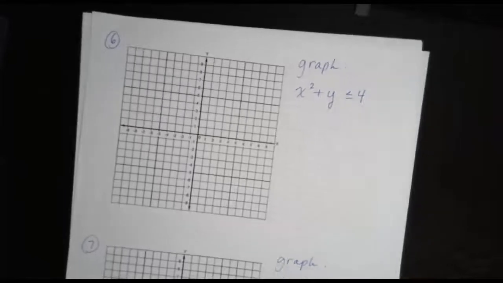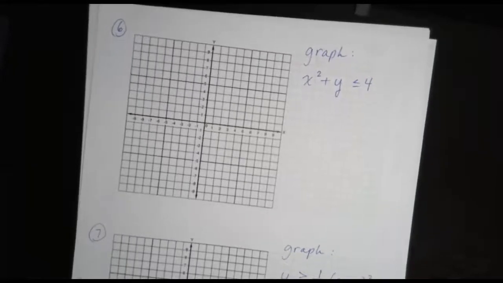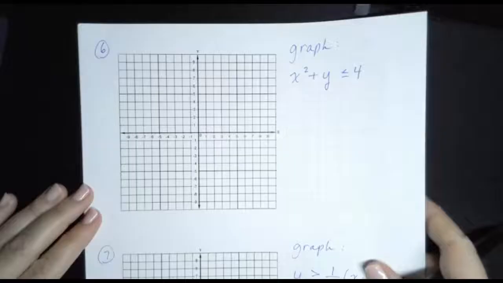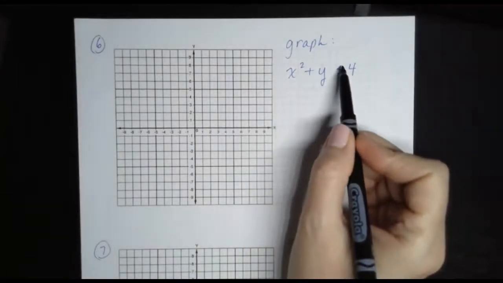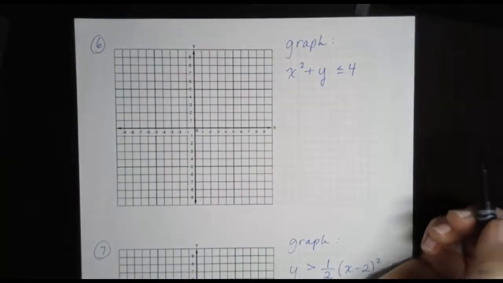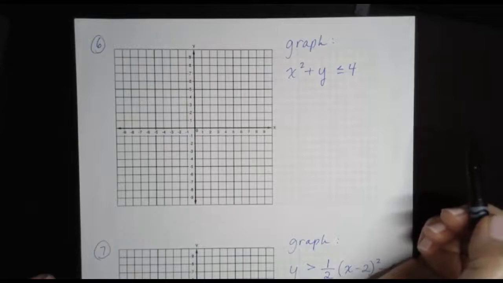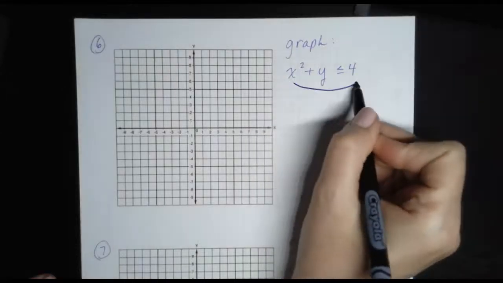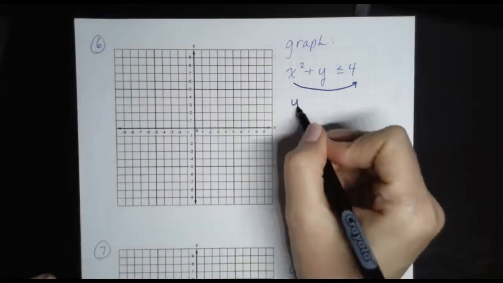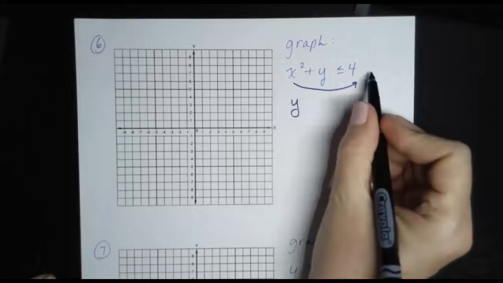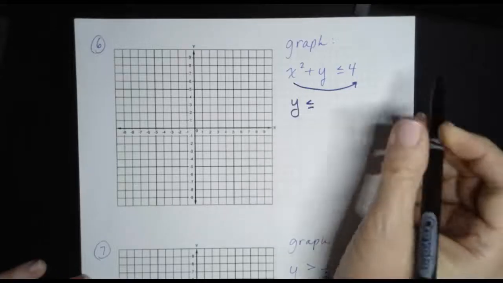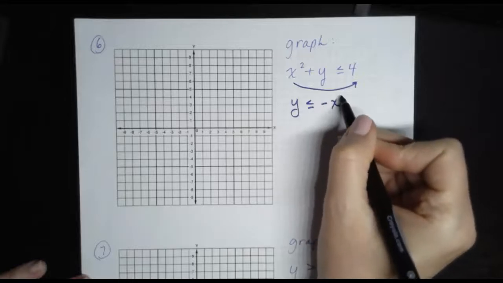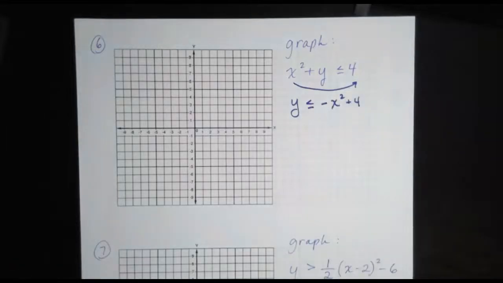Next, we've got 2 inequalities to graph. So first of all, number 6, x squared plus y is less than or equal to 4. If we're going to graph these, we want to put it in quadratic form. So I need to take the x squared to the other side. So it's positive on the left, it will be negative on the right. So y is less than or equal to negative x squared plus 4. This is a very simple parabola to graph.